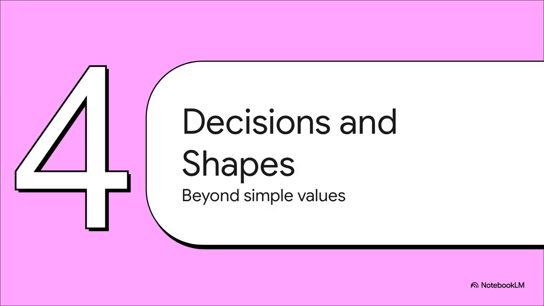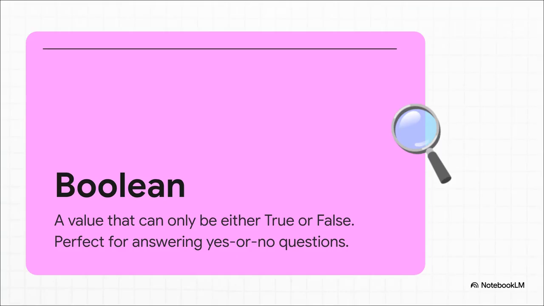So, functions can return simple things like a color string, but they can do so much more. They can answer more complicated questions, they can return decisions, and they can even return entire complex shapes. Let's check that out. First, a super quick detour to talk about Booleans. A Boolean is just about the simplest answer you can get. It's either true or it's false, a yes or a no. That's it. And this is perfect for functions that need to make a decision.